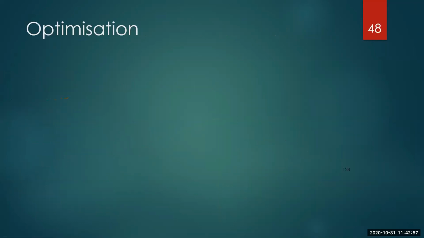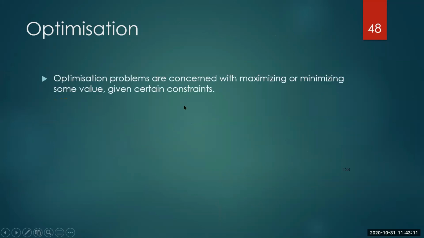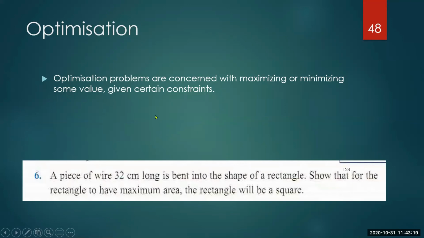Okay, so we now move on to optimization, which I mentioned a little bit before when we were talking about points of inflection and local maximum and minimum points and so on. So let's talk a little bit about optimization first. Optimization problems are concerned with maximizing or minimizing some value given certain constraints. So here's an example. A piece of wire 32 centimeters long is bent into the shape of a rectangle. For the rectangle to have maximum area, the rectangle will be a square.